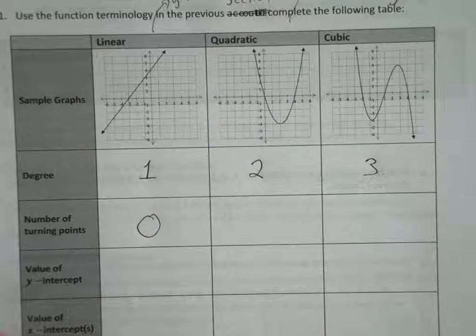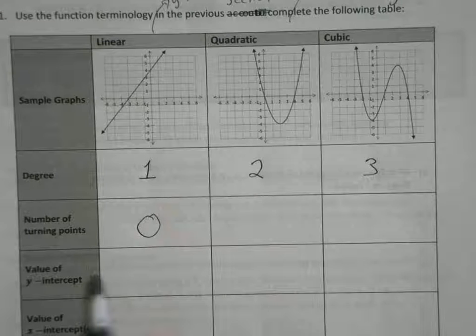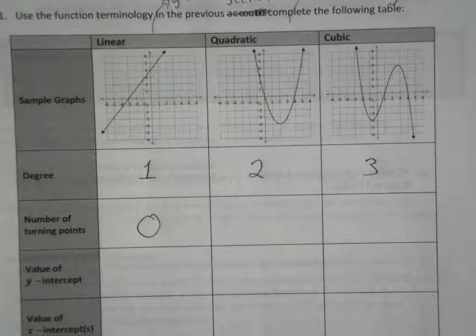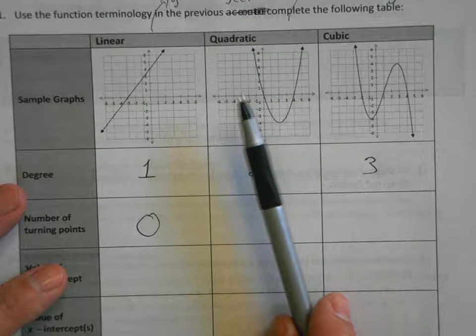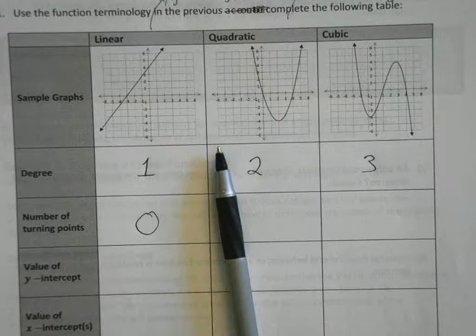Okay? I want to talk about the difference. They talked about on the first page, they said the turning point is where the graph goes from increasing to decreasing or decreasing to increasing. Okay? I want to talk about what a decreasing and an increasing graph looks like. When you're looking at a graph, I don't care if it's linear, quadratic, cubic, or anything else, when you're reading a graph, you read it like you read the English language, from left to right.